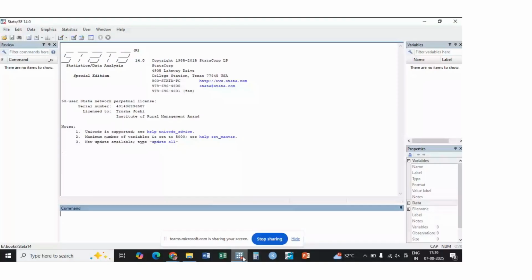Okay, so what we are going to do is see how this is to be run. We are going to use the original data by Arellano and Bond. We are going to pull this data from the Arellano-Bond package. There is a package called abond. We are going to use that. So we are going to use webuse abdata.